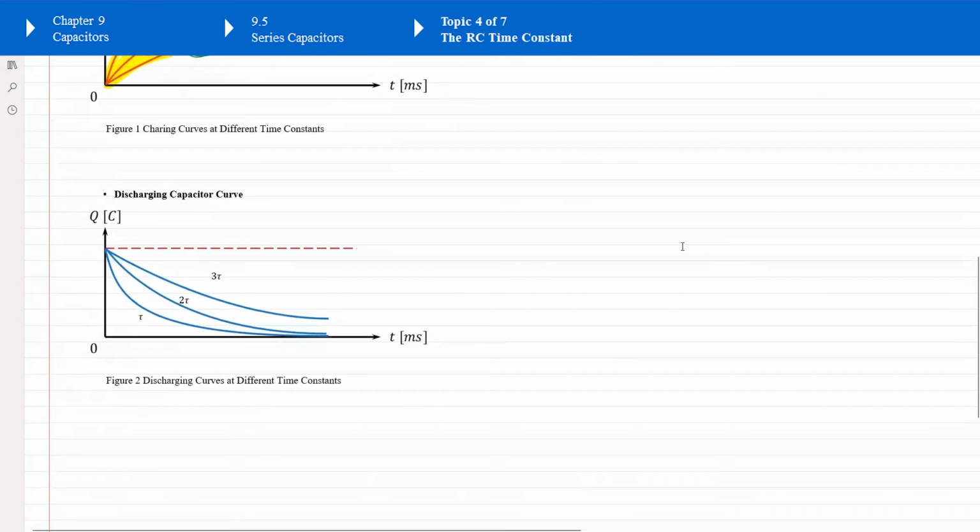The second figure shows discharging a capacitor. For the curve with the largest time constant, 3 tau, the capacitor discharges slowly. For the curve with a time constant of 2 tau, its capacitor discharges relatively faster. And the last curve, with the smallest time constant, tau, the capacitor discharges the fastest.